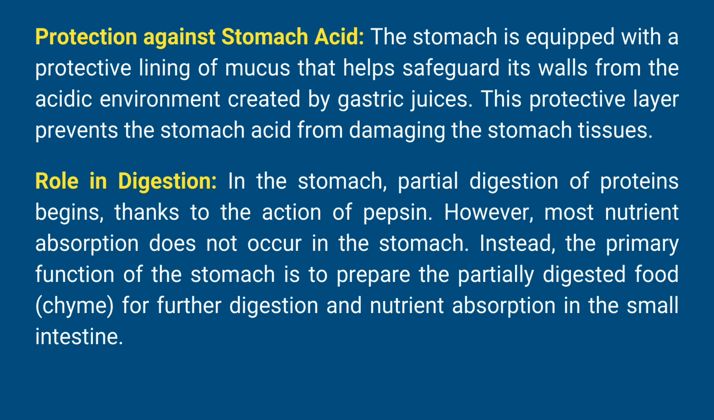Role in digestion. In the stomach, partial digestion of proteins begins, thanks to the action of pepsin. However, most nutrient absorption does not occur in the stomach. Instead, the primary function of the stomach is to prepare the partially digested food, chyme, for further digestion and nutrient absorption in the small intestine.